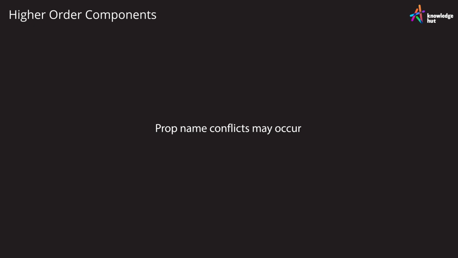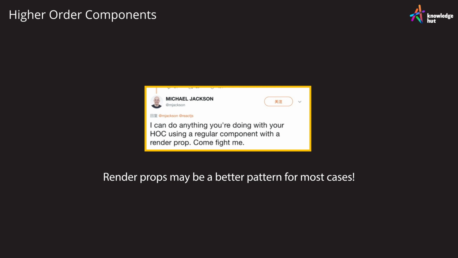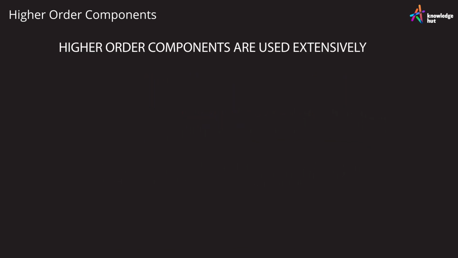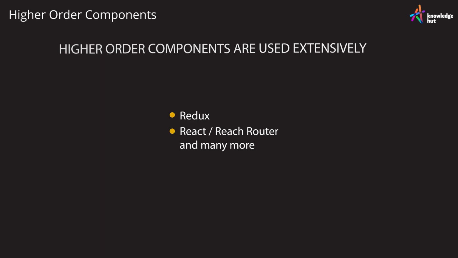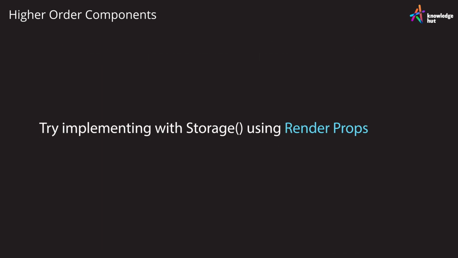You also need to consider prop name conflicts with existing props that the wrapped component might have in its own implementation. This is why render props may be a better pattern for achieving code reusability, and a possibly better pattern involves the use of the Hooks API. Having said that, the higher order component pattern is extensively used. Both Redux and React Router packages use this pattern for integration. As an experiment, try implementing our storage adapter using render props.